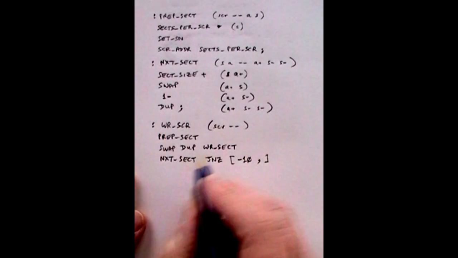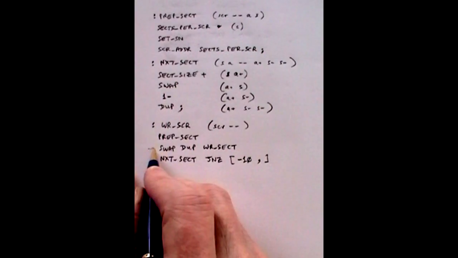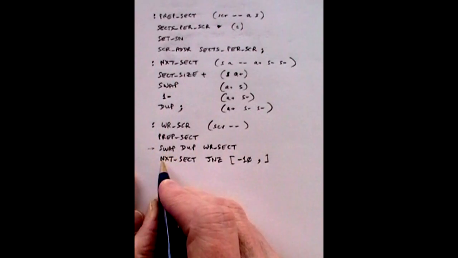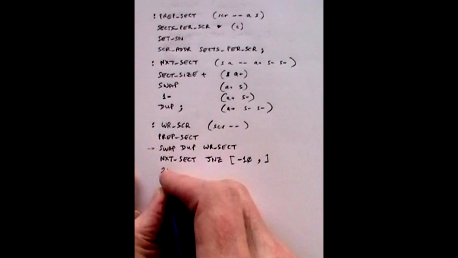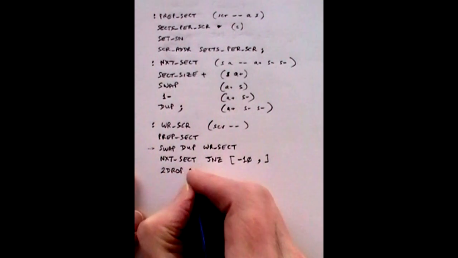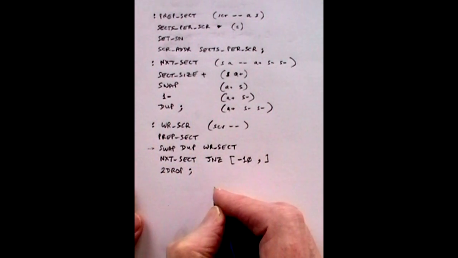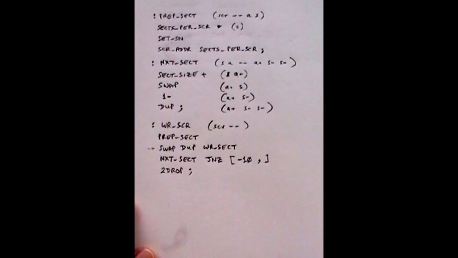We're going 2, 4, 6, 8, 10. We're going back to here. And when we're finished, there are 2 items on the stack which we're going to drop, and that's it. So let's check this.